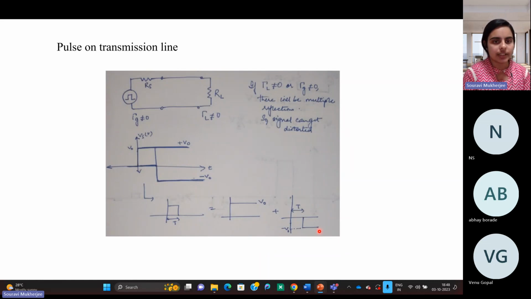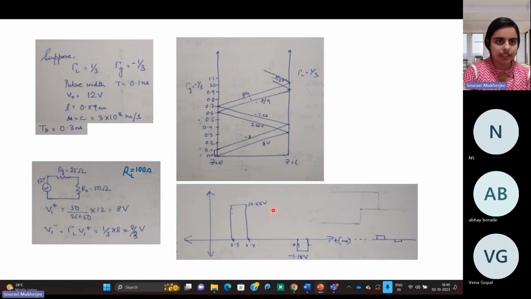So that means you can break a pulse into two kinds of waves, two step waves. Now based on that, I'll directly discuss this question, which was also discussed, and I think this will give you a complete flavor of how this works.